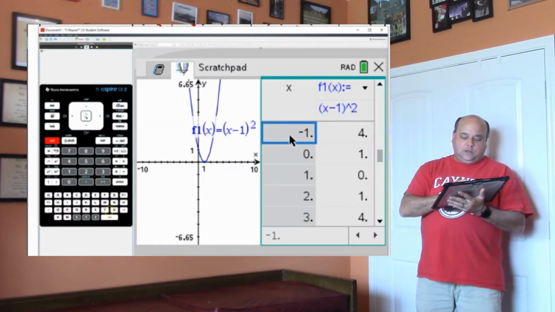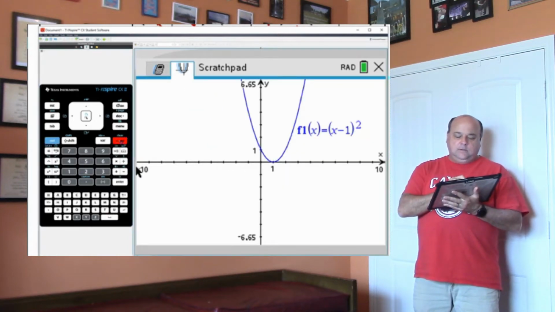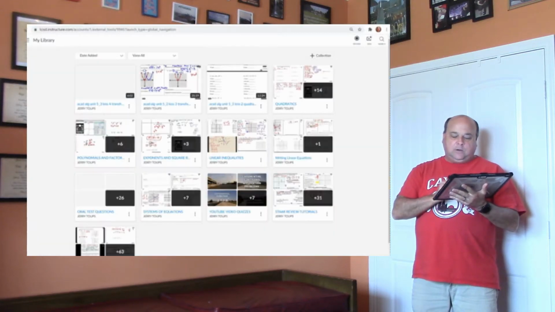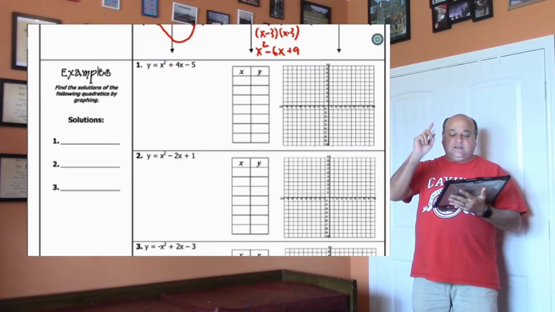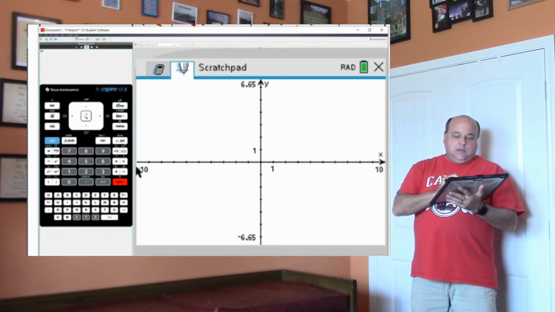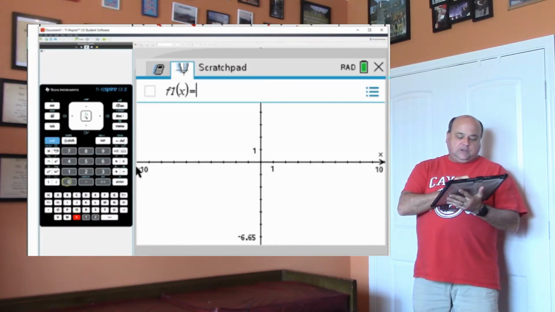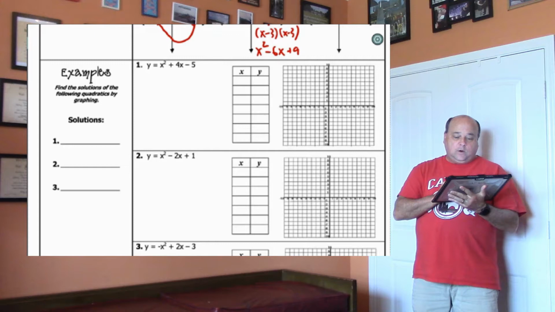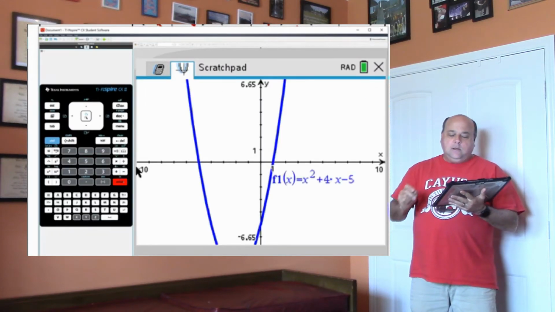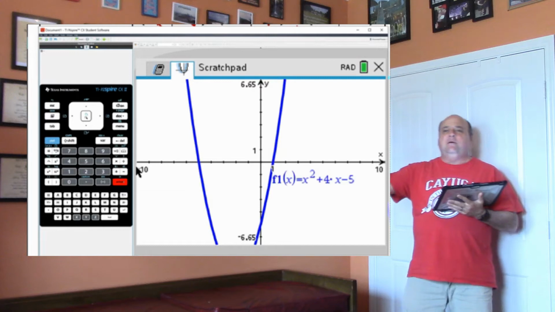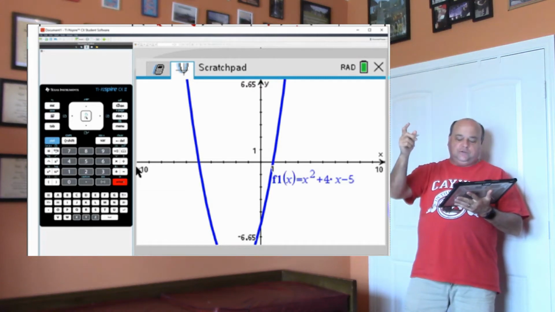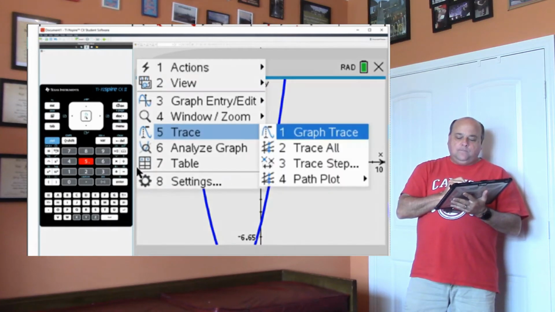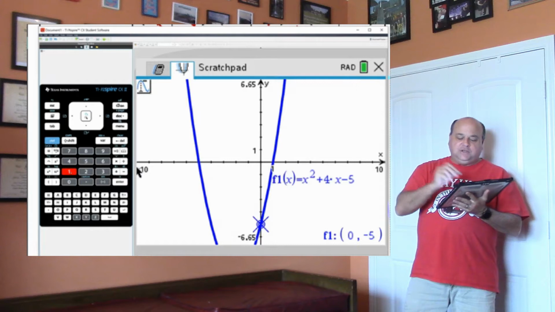I'm going to get rid of my table, Control T, hit delete, delete, delete. Hit enter. Now then, I'm just going to graph that first problem, okay? So the first problem is x squared plus 4x minus 5. So I'm going to hit the tab. x squared plus 4x, is it minus 5? x squared plus 4x minus 5, that's correct. Hit enter. Notice I get a parabola. I can't see the bottom of it, that's fine. And I'm going to trace to these two zeros. So menu, graph trace, 5, and then 1, and I'm just going to hit the right arrow button.